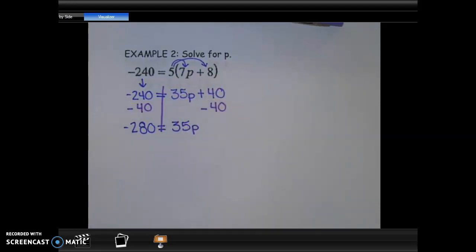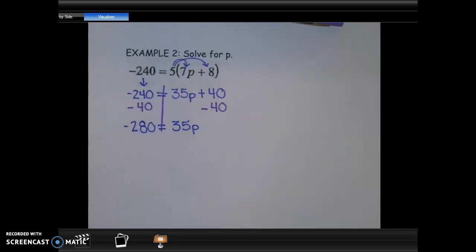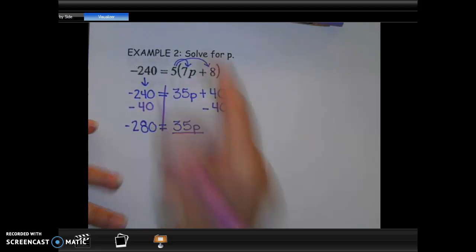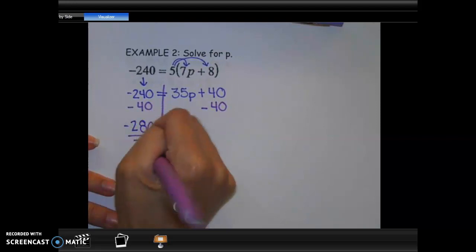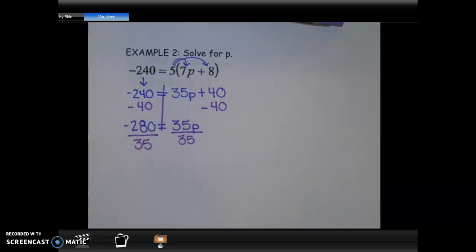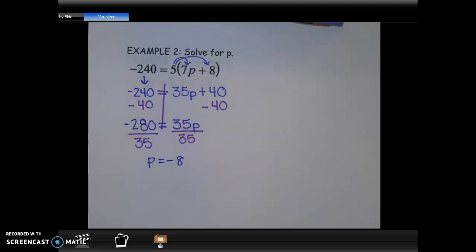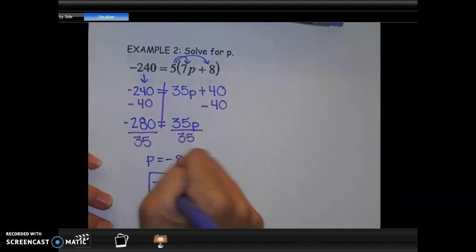Okay, now let's continue solving for p because right now it has 35 right next to it. And if it's right next to it without an addition or subtraction in between, that means multiplication is occurring. So the opposite of multiplication is division. We're going to divide by whatever's right next to our variable, which is 35. And whatever you do on one side, you must do to the other. So we have negative 280 divided by 35. And that gives us that p equals negative 8. And of course, if this was a question on your homework, your final answer that you would just type in is negative 8. No spacing necessary.